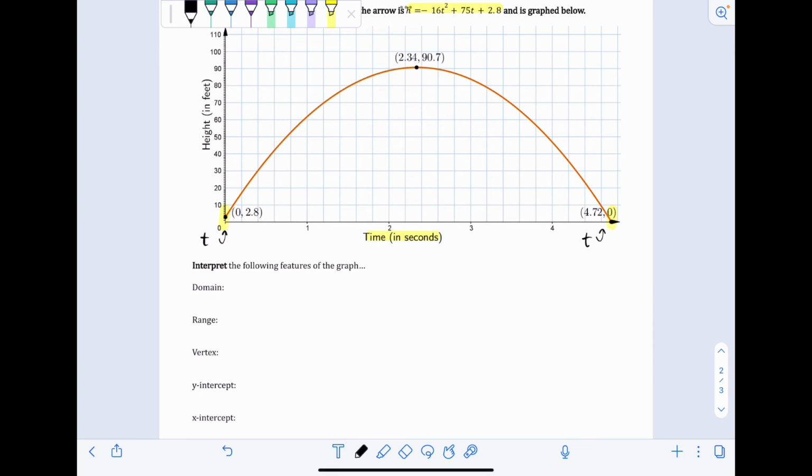So the domain, we would write in interval notation, and we would use a bracket here because it can include 0, like there can be a time of 0 seconds. And then it ends at 4.72, and there's an exact point there, so we'd use a bracket around that. So what that means in the context of the problem is that is the amount of time that the arrow is in the air for.